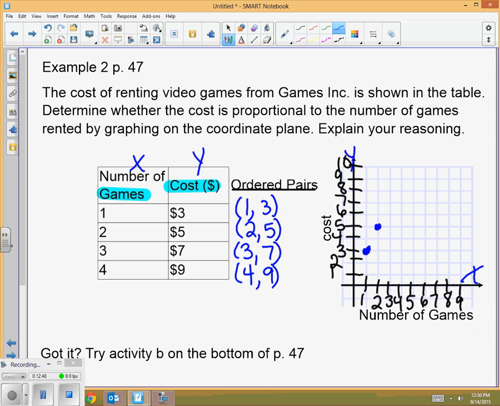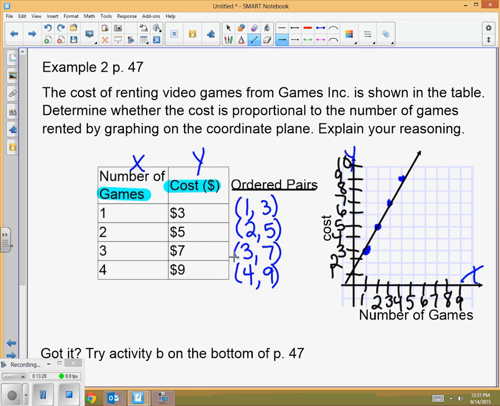Third is 3 games, cost $7, so we put our point there. And last, 4 games cost $9. So now if you have a ruler, please use your ruler and graph the points. I'm going to use my line here, and I'm going to show you how the line, let's make sure it lines up correctly. We want to make our line as straight as possible with all points touching. Okay, that's pretty close. Not exact, but pretty close.